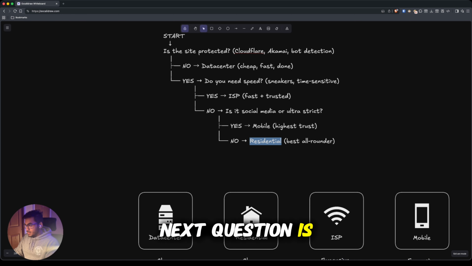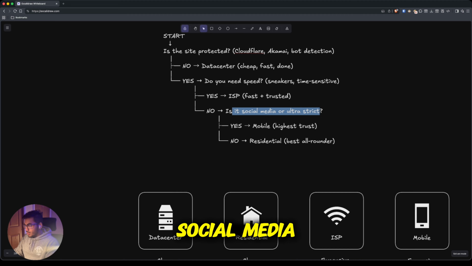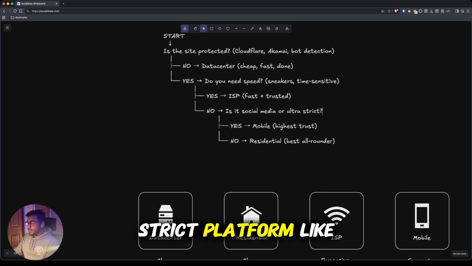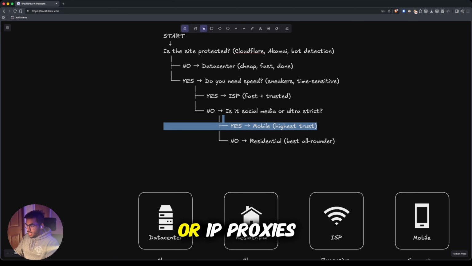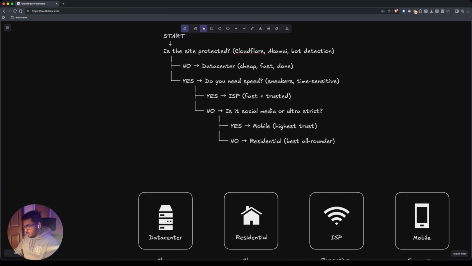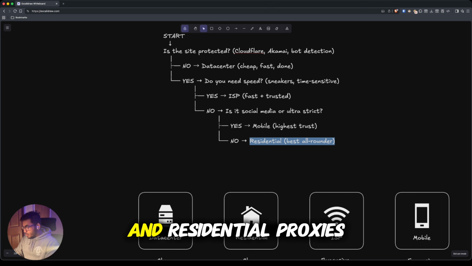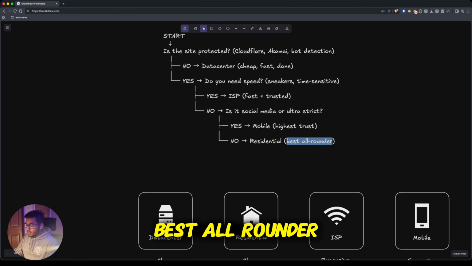And then the next question is, is it a social media or ultra strict platform? So if it's like an ultra strict platform like Reddit, Facebook, TikTok, or whatever, you probably most likely want mobile or ISP proxies. And residential proxies are like the best all-rounder.